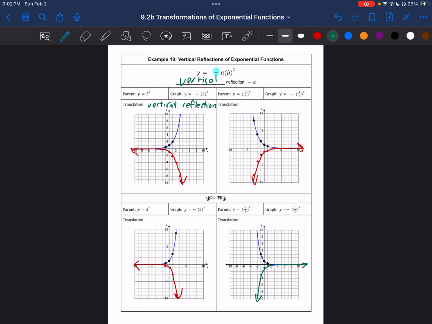Okay, so key reflections for today. When we have something out in front, it can be a compression or a stretch. So we could be shrinking it towards the x or y axis, or we could be stretching it out and elongating the graph. And then if it's a negative sign, we are flipping it to the bottom two quadrants of our graph instead.